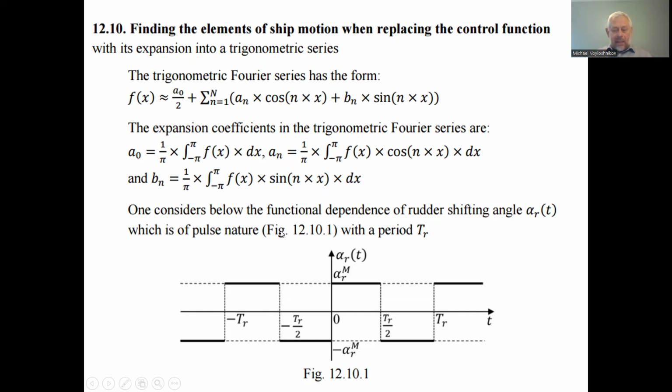So let's consider the opportunity to have the expansion of the impulse nature control action diagram as an impulse nature of the turning of the rudder with a period from minus Tr divided by 2 to Tr divided by 2. This is a period. After that, the function repeats. Period is Tr, 0, Tr divided by 2, Tr, etc.